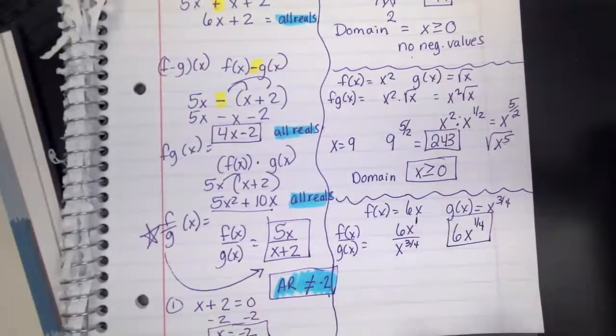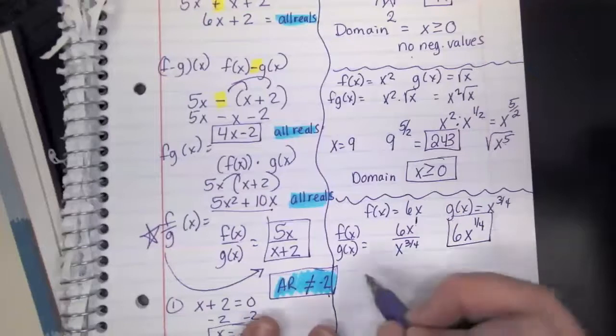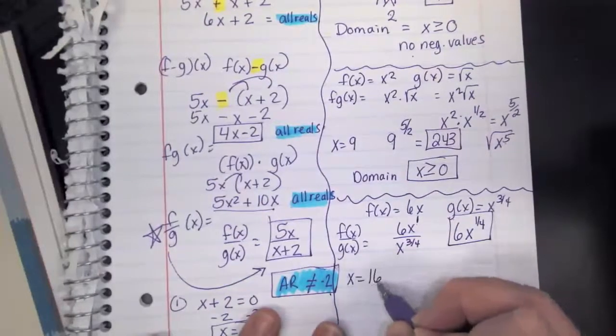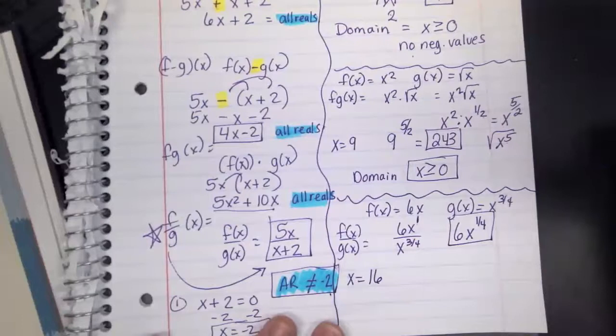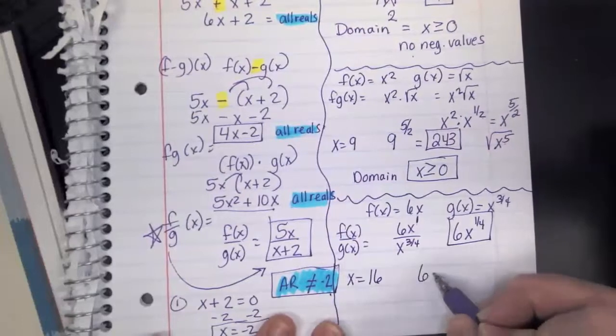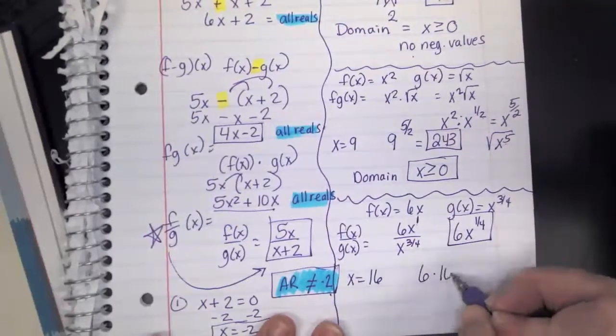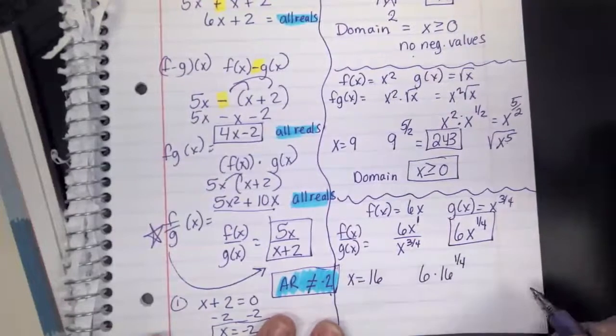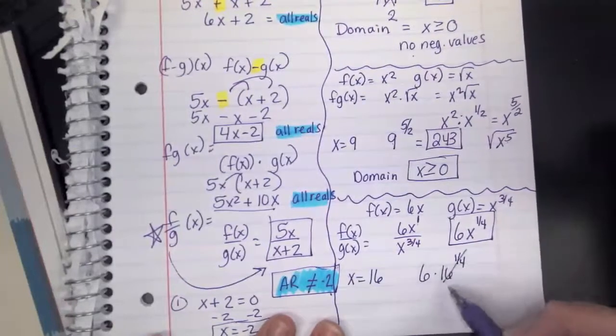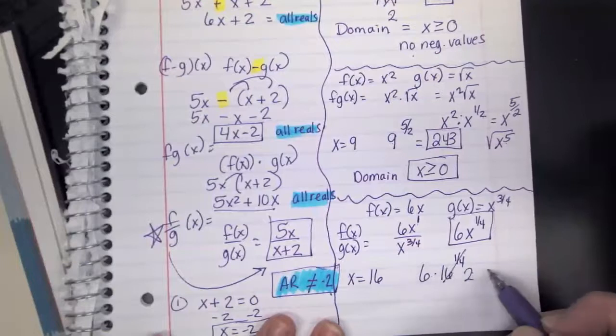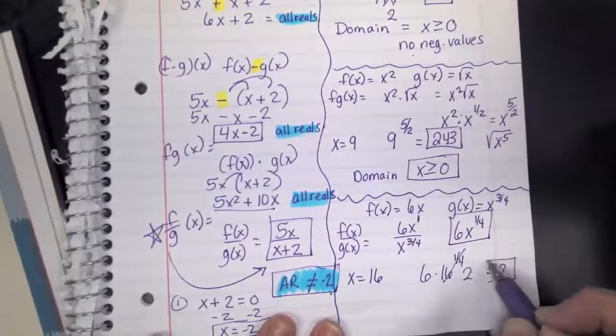I can evaluate that if I want. If I want you to find out f of 16. So 6 times 16 to the 1/4 power. Well, 16 to the 1/4 power is 2, and 2 times 6 is 12.